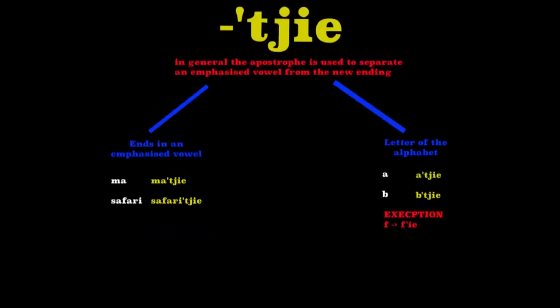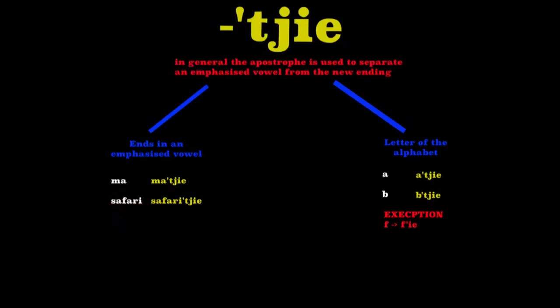Generally, if you're going to add an ending and it starts with an apostrophe, it's used to separate an emphasized vowel from the new ending. We saw this in Meervoud when we had to add apostrophe s to words like Mars. Tjie is going to apply firstly to words that end in an emphasized vowel, again like Ma or Safari. But what is an emphasized vowel?